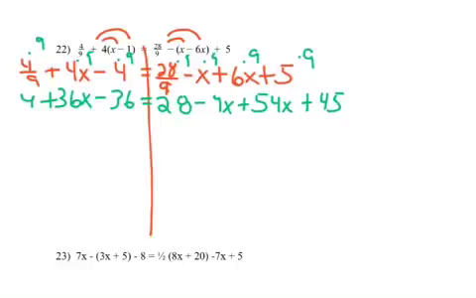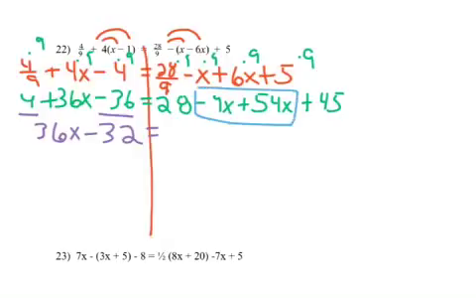Now I can combine my like terms. So I have a 4 minus 36, which would give me 36x minus 32 equals. On the other side, if I combine my like terms, I could combine my negative 9x plus 54x, which would give me 45x. And then I can also combine my constants. 28 plus 45 would give me a positive 73.